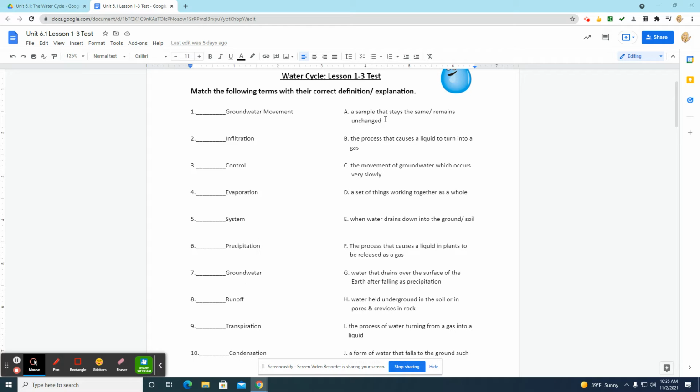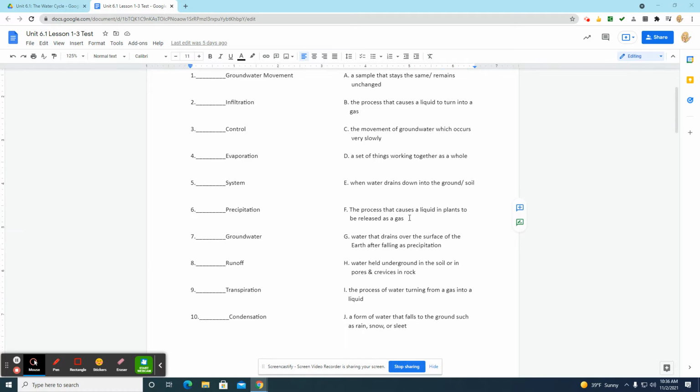Now for the matching definition. A is a sample that stays the same or remains unchanged. B, the process that causes a liquid to turn into a gas. C, the movement of groundwater, which occurs very slowly. D, a set of things working together as a whole. E, when water drains down into the ground or soil.